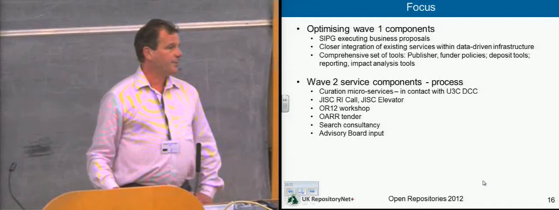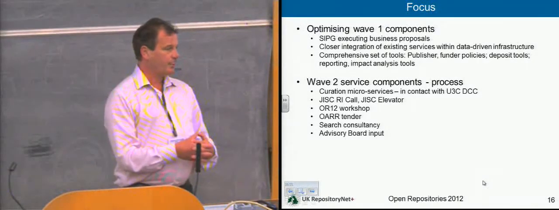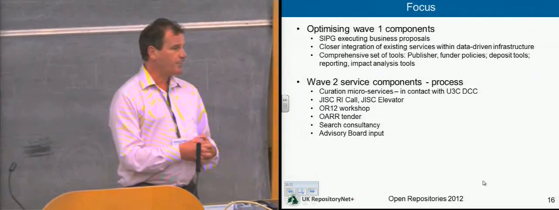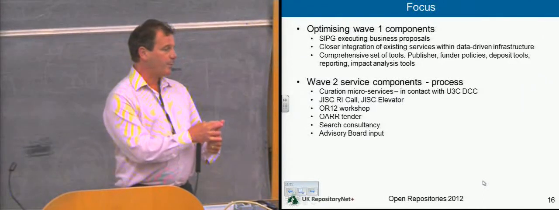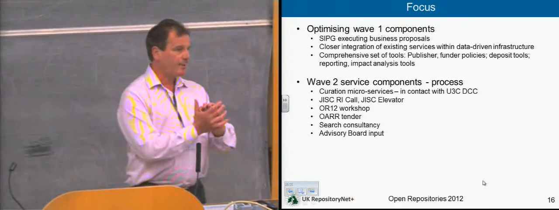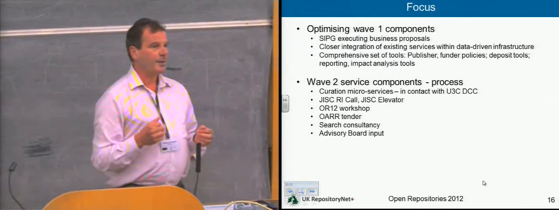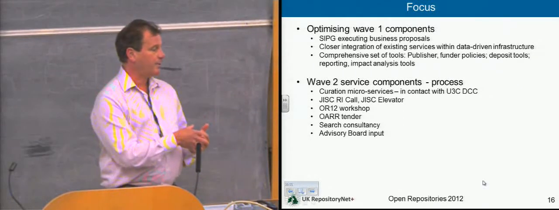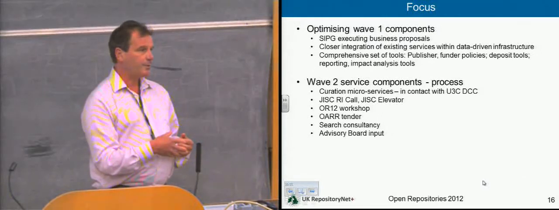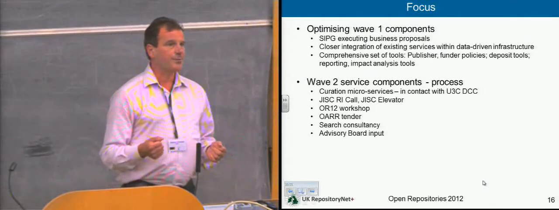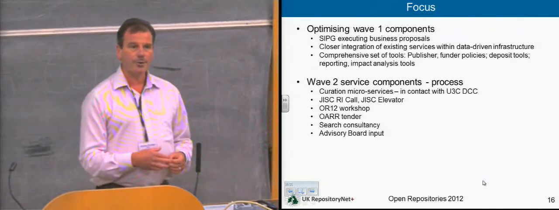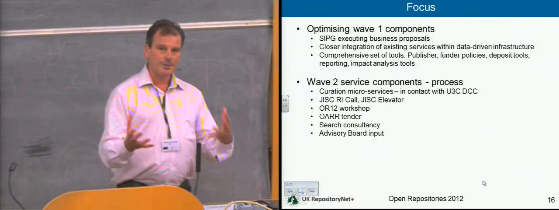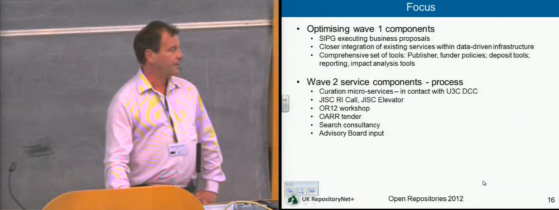So the focus at the moment is very much about optimising the Wave 1 components, what we've got in there for Wave 1. It's a very comprehensive set of tools, because what we've got is information on publisher policies, funder policies, we've got some really strong deposit tools, and we've got a very good set of COUNTER-compliant tools that will allow us to report and measure impact. We're also looking at the Wave 2 service components, and as you can see, part of the process for that is things like this conference and the workshop that were held this morning, where we've got several fantastic jewels of possibilities for how the existing Wave 1 components can be enhanced.